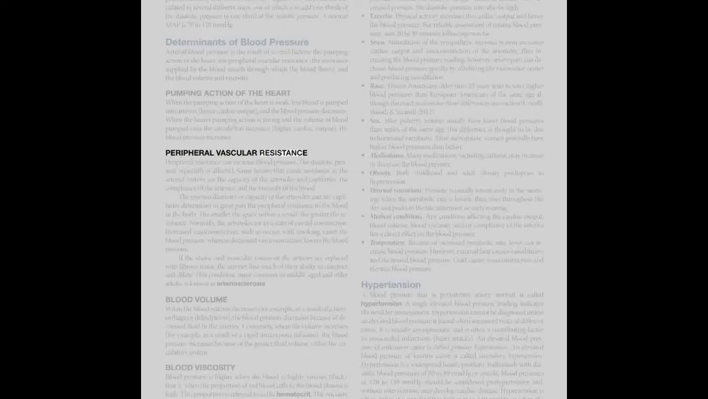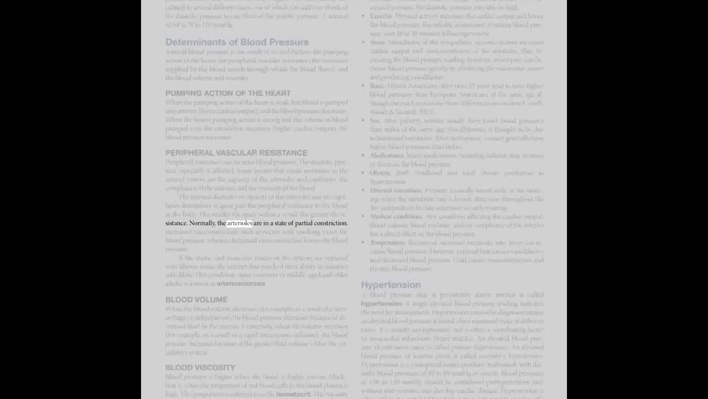Peripheral vascular resistance. Peripheral resistance can increase blood pressure. The diastolic pressure especially is affected. Some factors that create resistance in the arterial system are the capacity of the arterioles and capillaries, the compliance of the arteries, and the viscosity of the blood. The internal diameter or capacity of the arterioles and the capillaries determines in great part the peripheral resistance to the blood in the body. The smaller the space within a vessel, the greater the resistance.